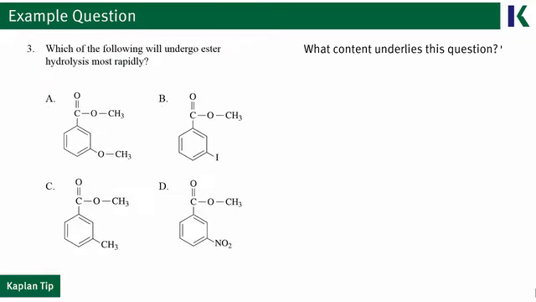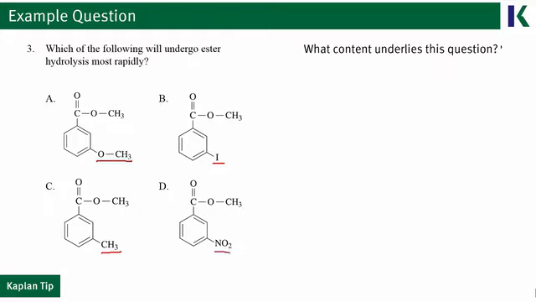Now, this third question is a little tricky. It directly asks about ester hydrolysis. But look at these molecules. What do they all have in common? They've got that same ester group, and they've all got the same aromatic ring. But they're different by the group that's attached to that aromatic ring. So A's got an ether, B's got a halogen, C an R group, and D has a nitro group.